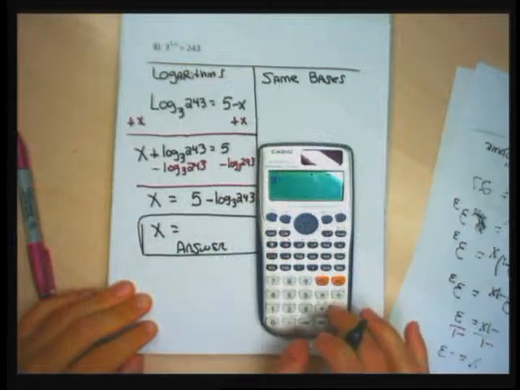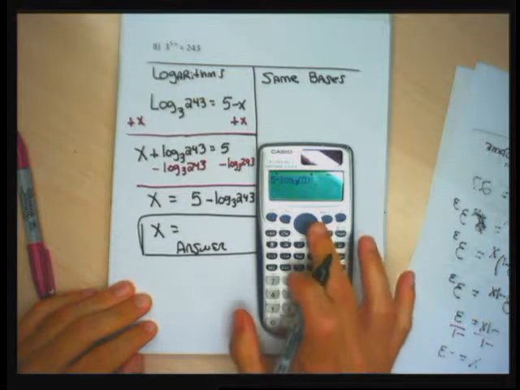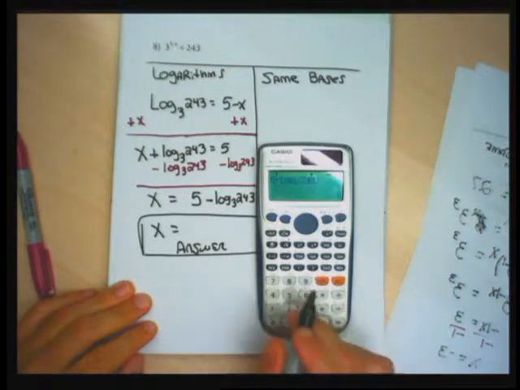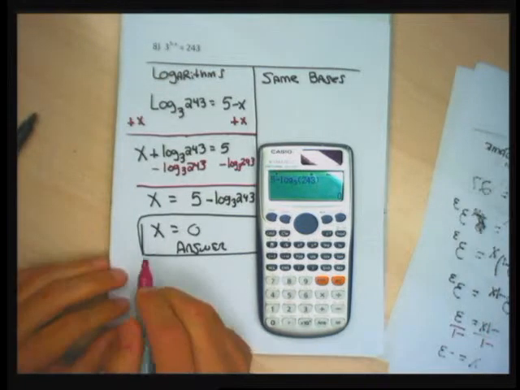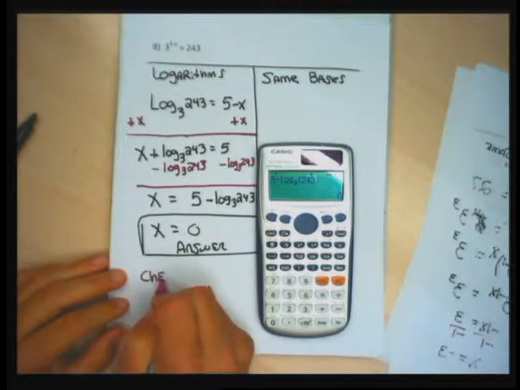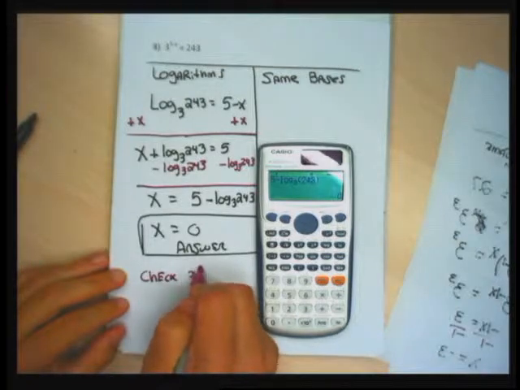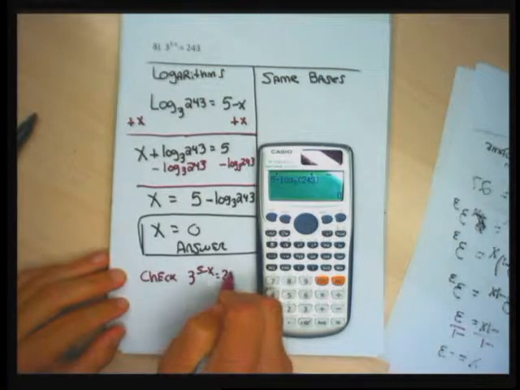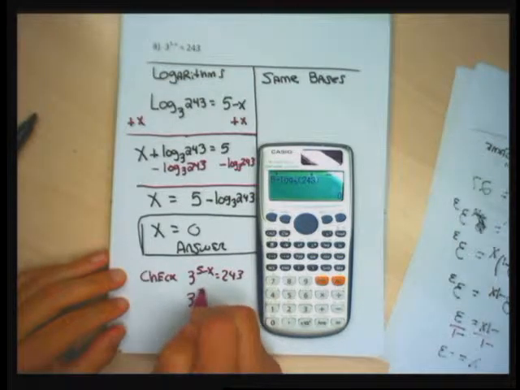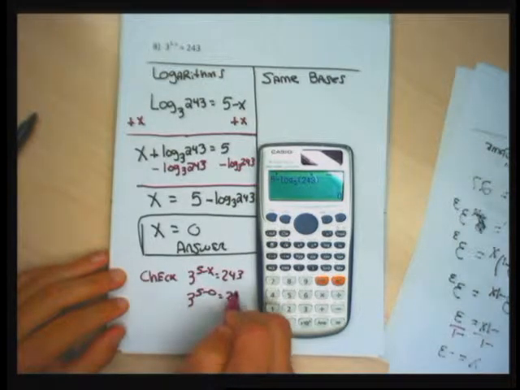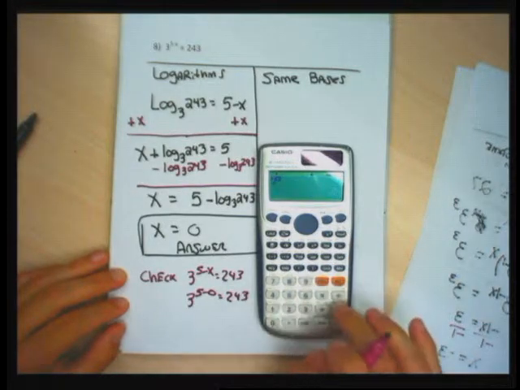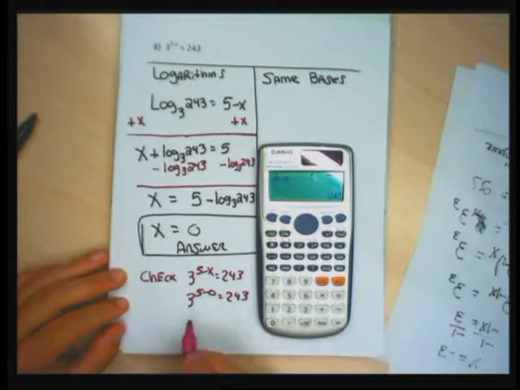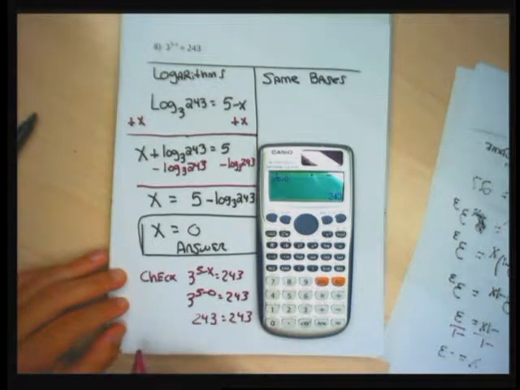So 5 minus the log base 3 of 243 is 0. That doesn't mean no solution. 0 can be an answer, so let me go ahead and check. The original problem is 3 to the 5 minus x equals 243. For my answer to be correct, it should be 3 to the 5 minus 0 equals 243. So 3 exponent 5 minus 0, and I get a true statement, so I know I haven't made a mistake.